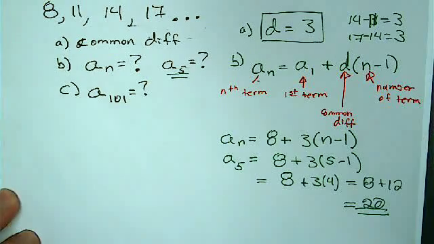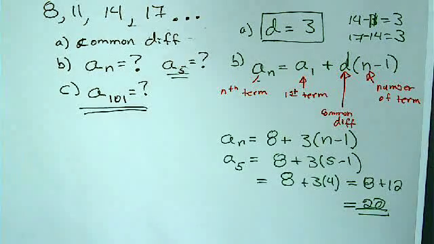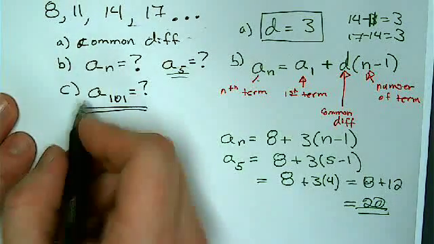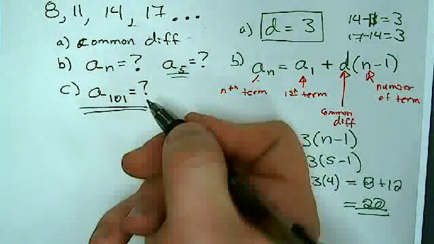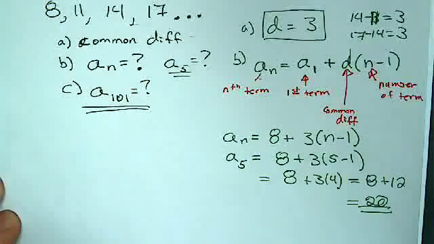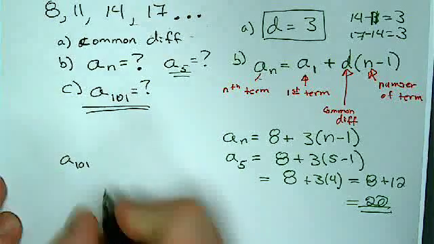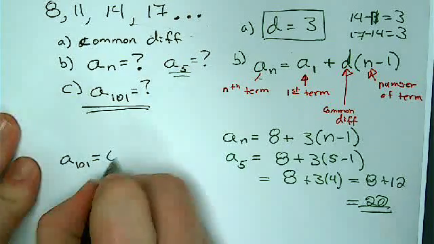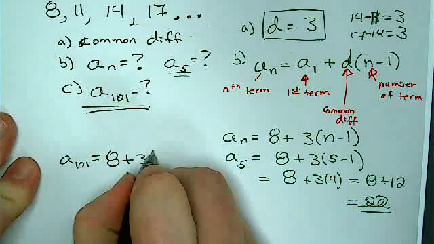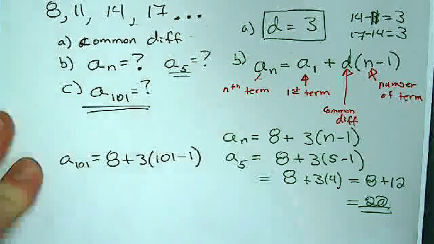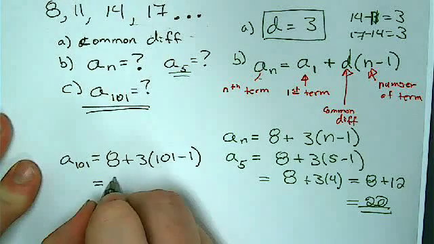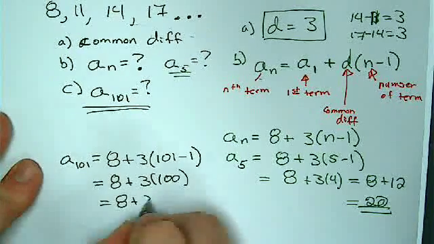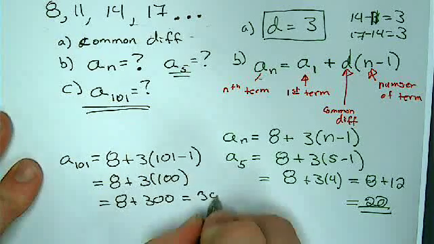Now the last question that was asked here, and really where we were going with this, was instead of adding 3 out 101 times, starting at 8, let's use all of this work to answer the real question: what is the 101st term? So a sub 101, the 101st term in the sequence, is going to be 8 plus 3 quantity 101 minus 1. So that's going to be 8 plus 3 times 100. That's 300, which is 308.